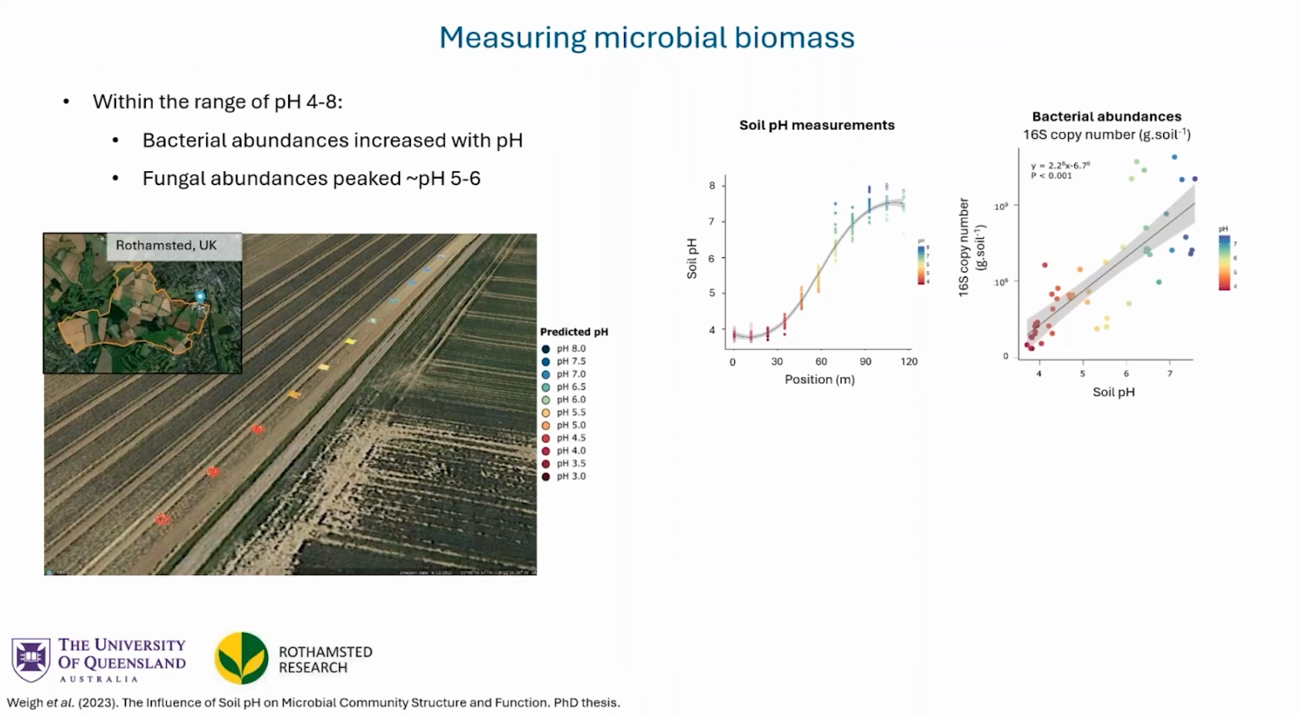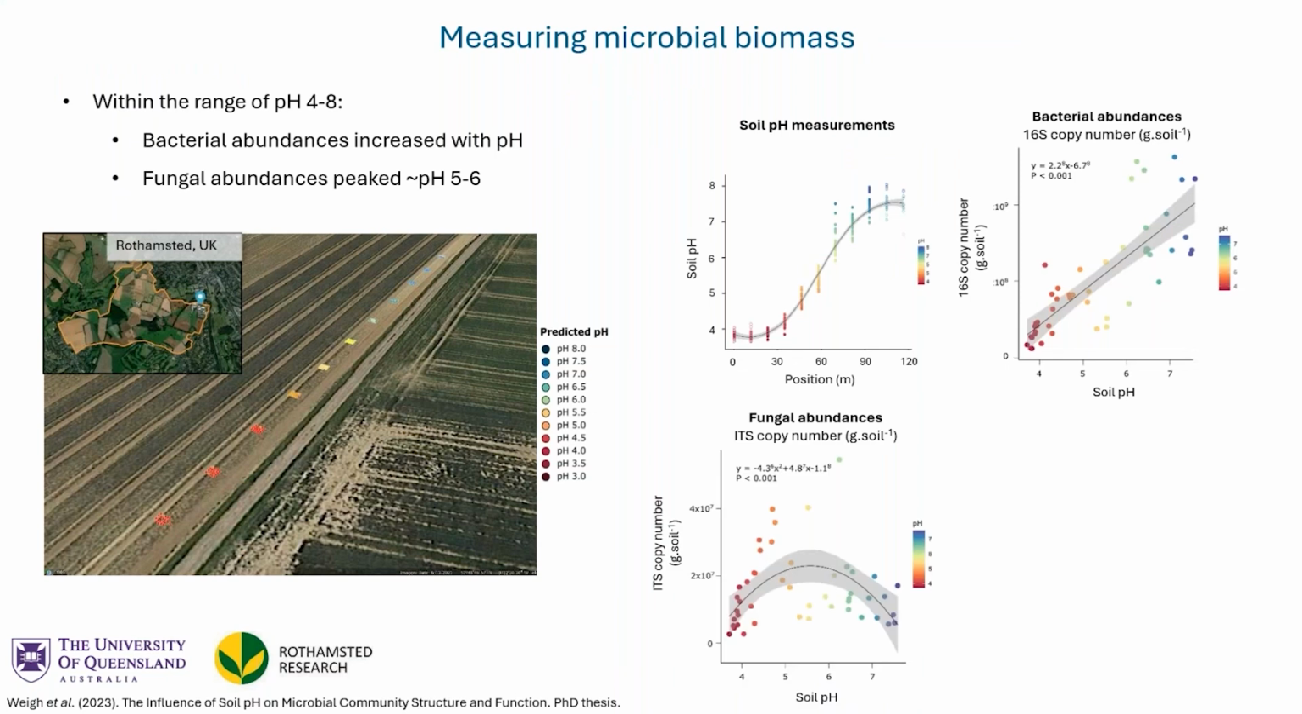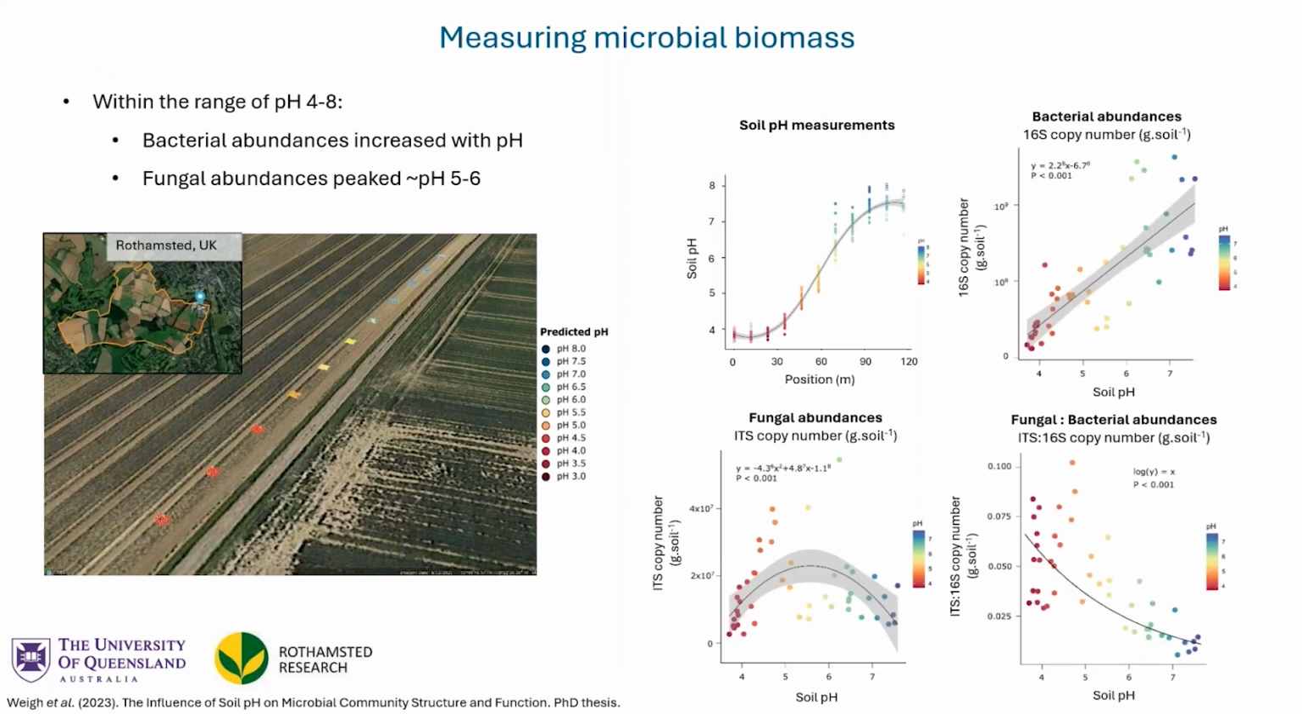And here we can see the neat relationship of bacterial abundances increasing linearly with soil pH. Fungal abundances exhibit a polynomial trend within this pH range, with abundances peaking between around pH 5 and pH 6. And finally, the fungal to bacterial ratio of these abundances declined within this pH range.